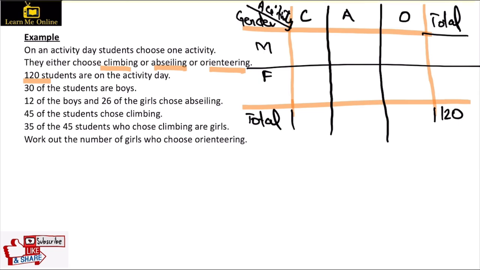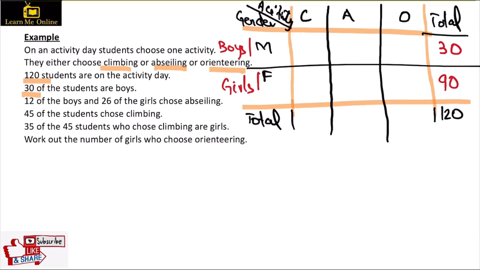Now the next part is 30 of the students are boys. Because this says that 30 of them are the boys, I say male and female. So this represents the boys and the female represents basically girls. I'll be using the information the way it's given. So 30 of them are the boys, so 30 will go here. Because we know that out of 120 students, if 30 of them are boys, then of course the remaining would be 90 girls.